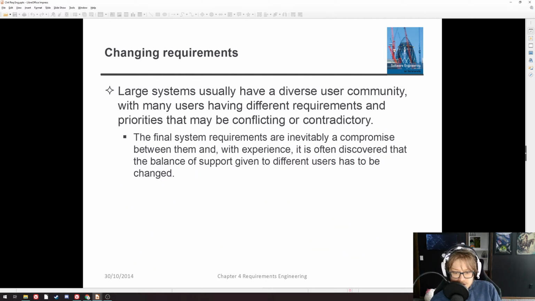Large systems usually have a very diverse set of users. Many different kinds of people interact with them. So it's nice if you have an application that's targeted for a very narrow audience, because then you don't have all these different contradictions of priorities that might make your requirements difficult to structure.